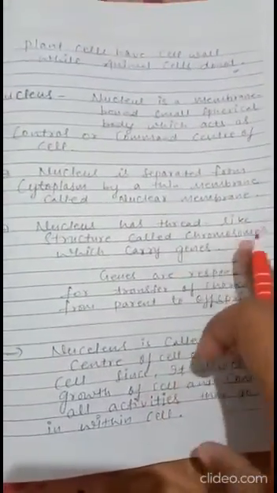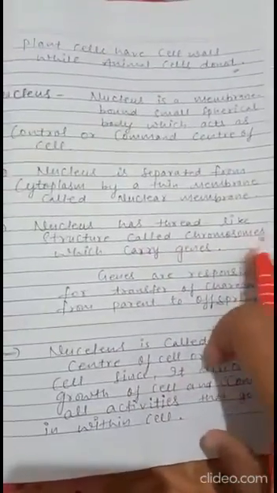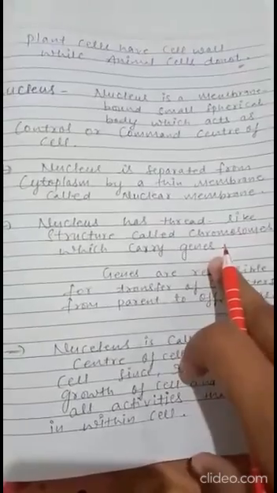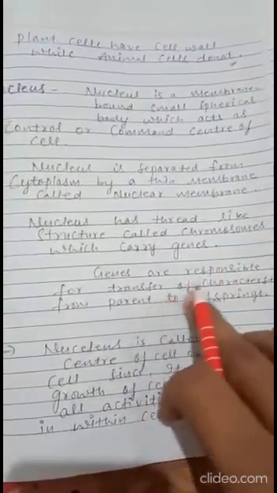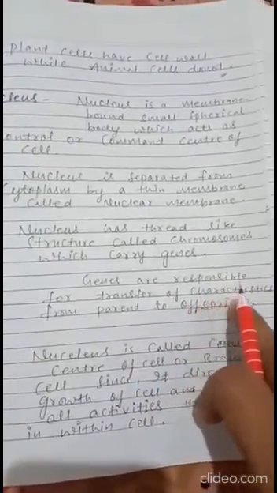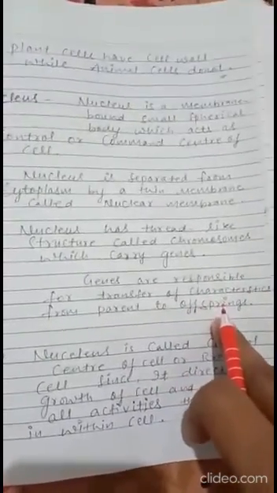Second, nucleus has thread-like structures called chromosomes which carry genes. Now, genes are responsible for transfer of characteristics from parents to their offspring, from one generation to another generation.